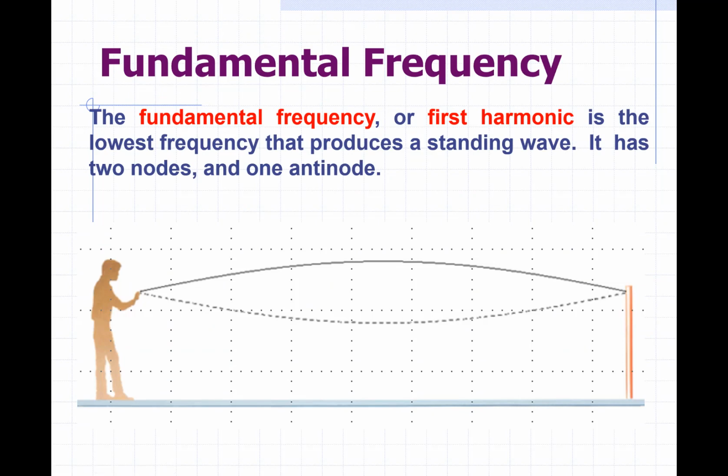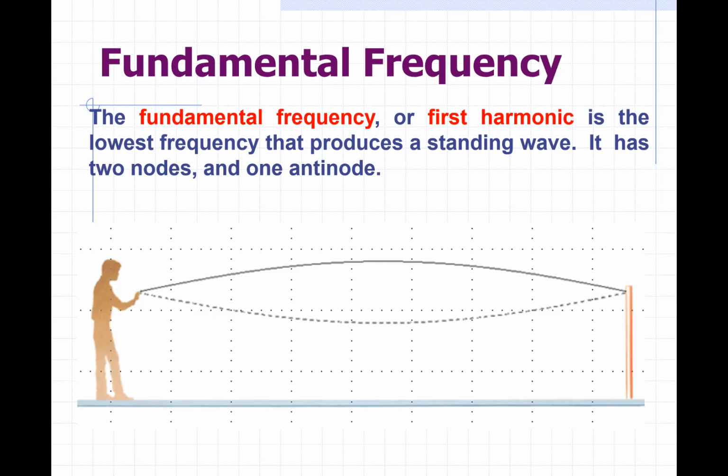This is going to be for waves on a string, and I'll elaborate more on different types of waves in a few slides. But this concept applies to any standing wave. We can only get certain frequencies and certain wavelengths of standing waves in a particular medium. It depends on the shape of the medium. It depends on the type of medium. But we're only going to be able to get certain frequencies of standing waves.